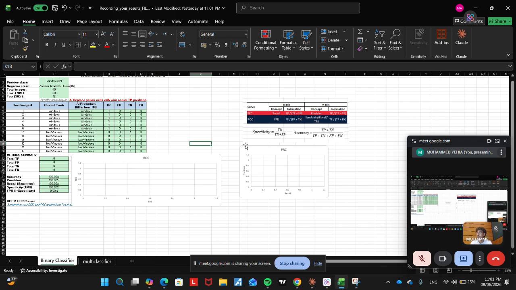Testing method. For testing, I used the test set method with a 70-30 split. That means 63 images were used for training and 27 images were held out for testing. 9 per class, so 9 per Windows, 9 per macOS, and 9 per Linux.